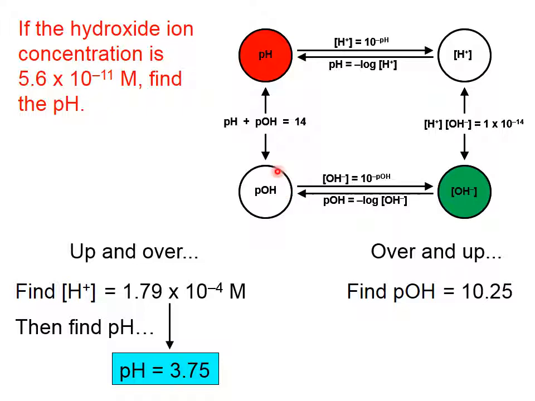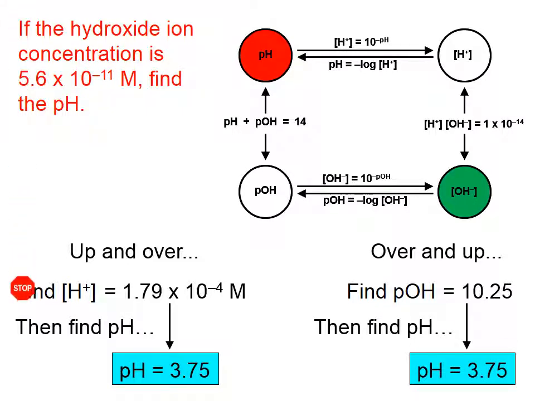In other words, the value of this lower left island is 10.25, and then I just need to go up to find the pH, and we know that the sum of the pH and the pOH must add to be 14. So what plus 10.25 equals 14? Well, 3.75. So you can see that as long as you use the equations correctly, it doesn't really matter which way you go around the island diagram. You can get the same answer by going two different ways.